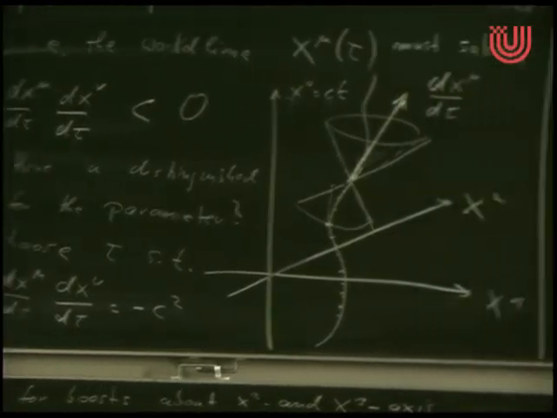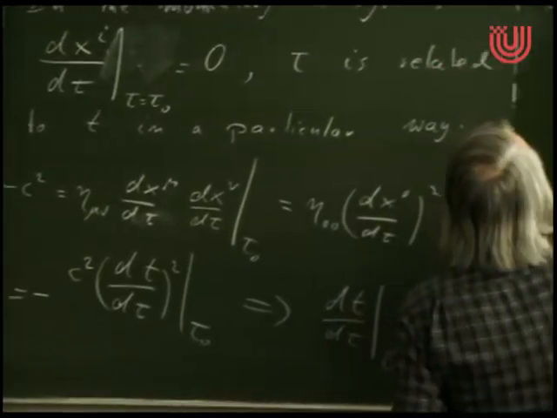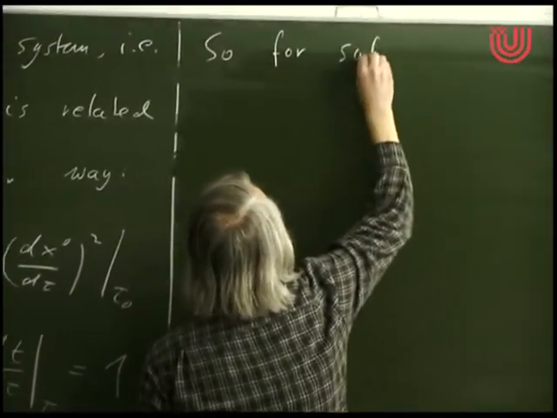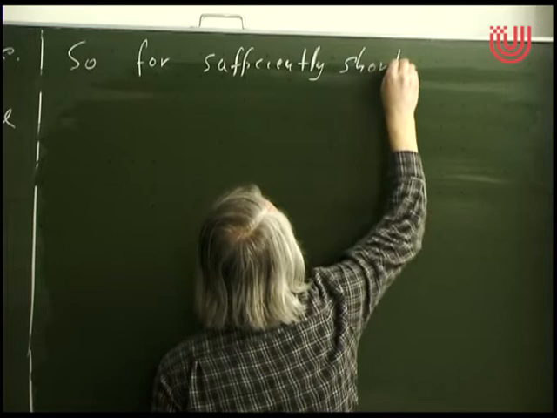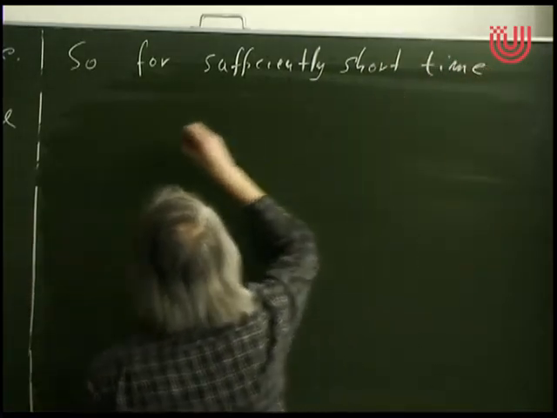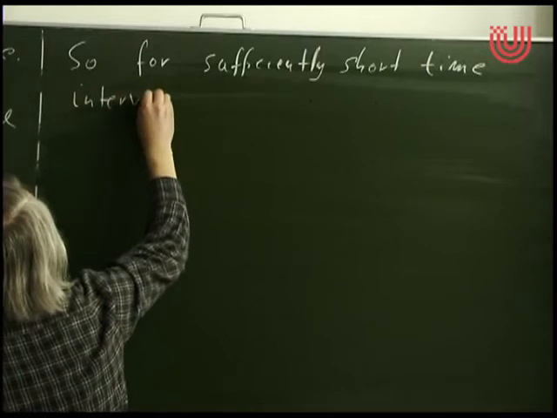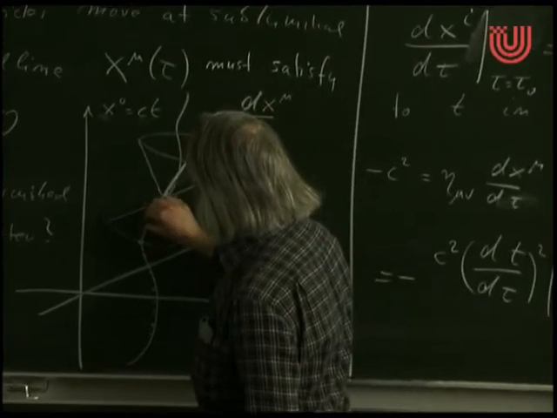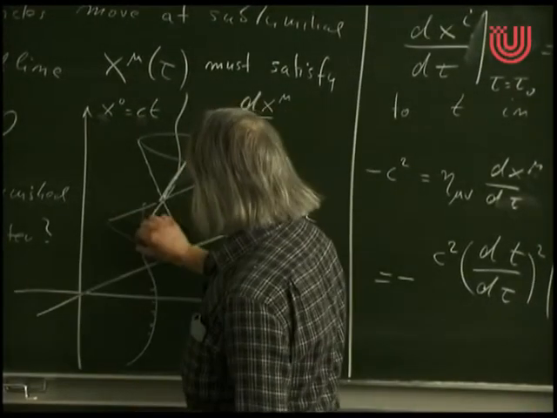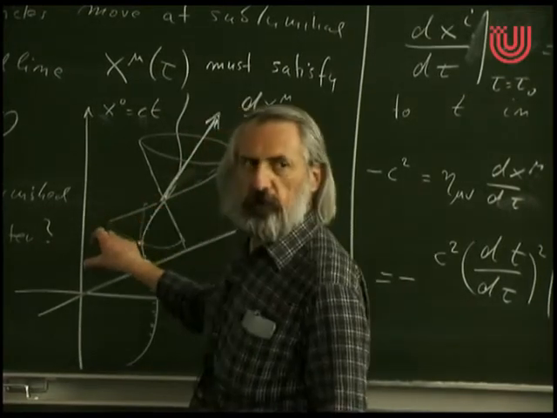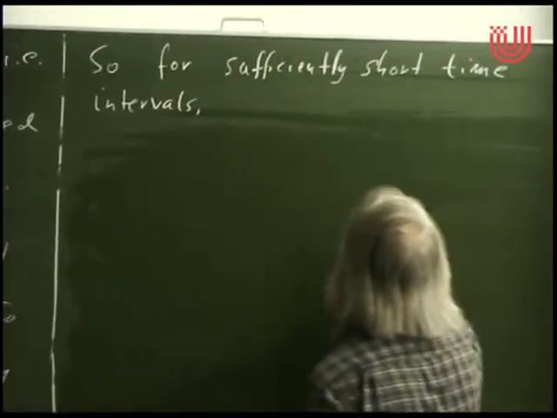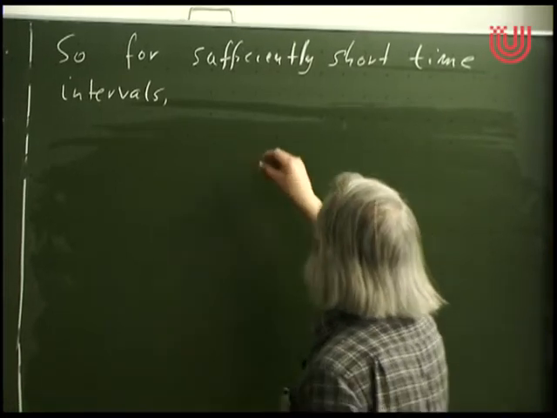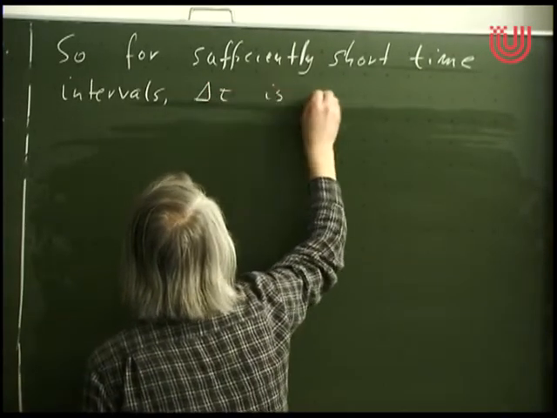So for this reason, let me write first: for sufficiently short time intervals, and sufficiently short means the time interval should be so small that I can replace the world line by its tangent. For a very short time, the world line is more or less straight, I cannot distinguish it from a straight line. That's a condition which must be satisfied so that this approximation can be done. So for sufficiently short time intervals, delta tau is a valid approximation.